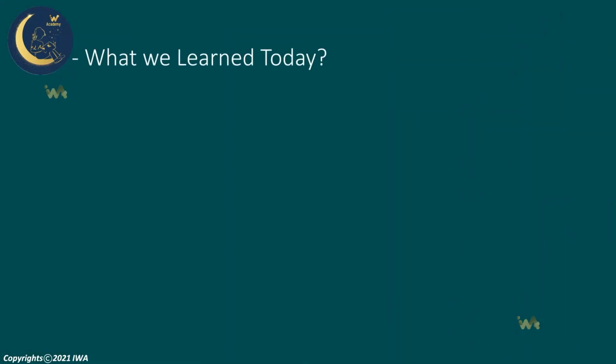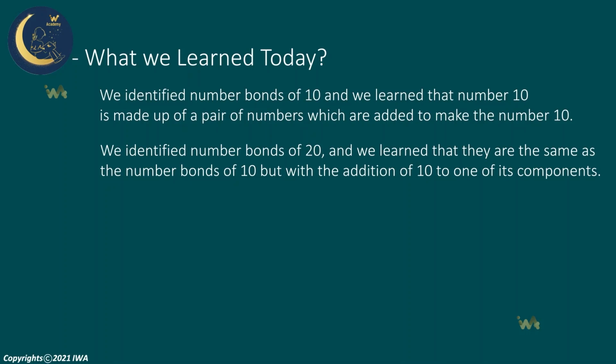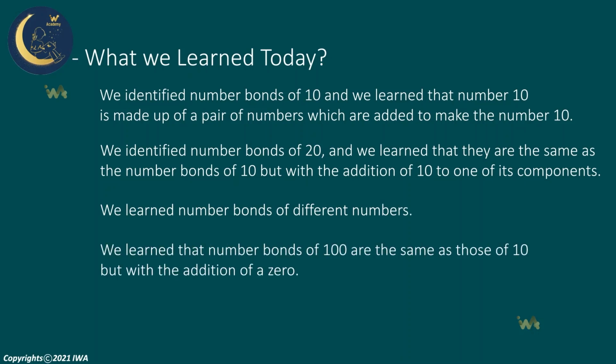Now, before we say goodbye, let's recall what we learned today. We identified number bonds of 10, and we learned that number 10 is made up of a pair of numbers which are added to make the number 10. We identified number bonds of 20, and we learned that they are the same as the number bonds of 10, but with the addition of 10 to one of its components. We also learned number bonds of different numbers. We learned that number bonds of 100 are the same as those of 10, but with the addition of a 0.